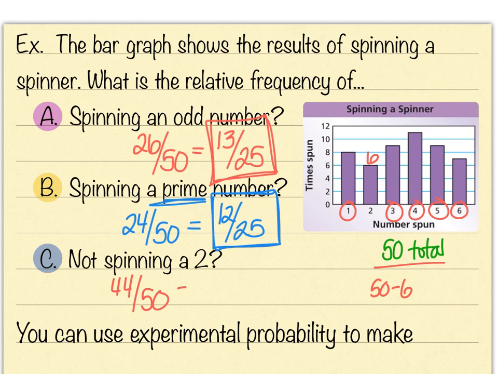And then if we divide by 2, we get 22 over 25, so a good chance that we get a number that's not a 2.